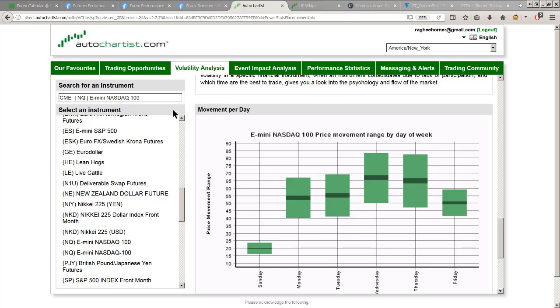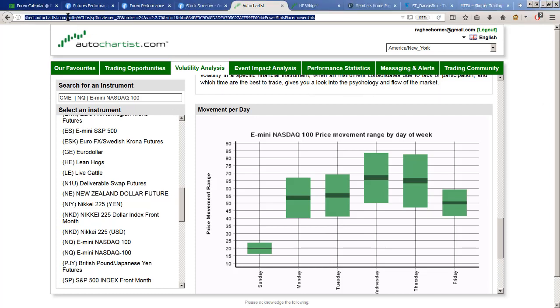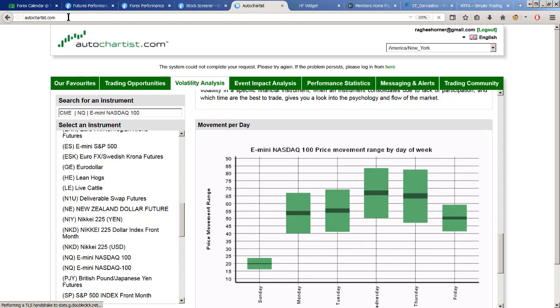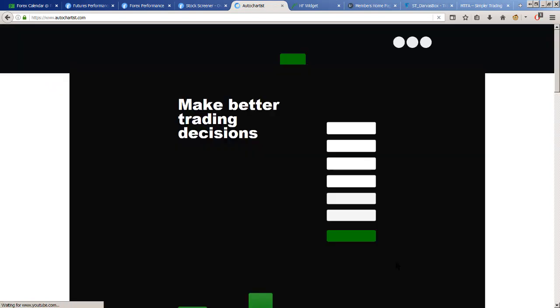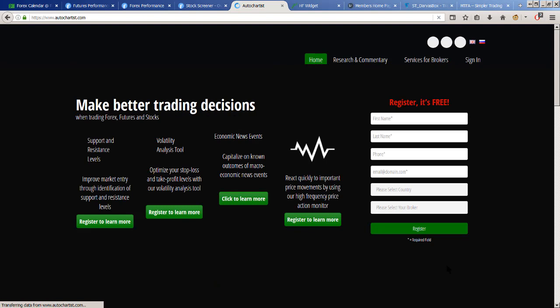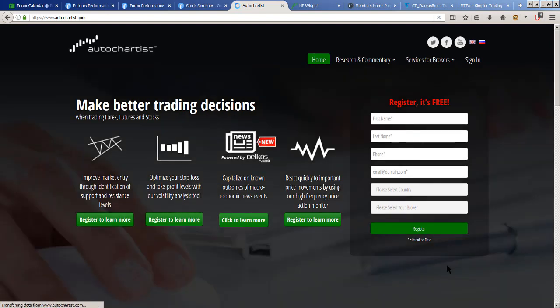So the tool is called Auto Chartist. Now you can get this through many brokers, or you can download a free version of it at autochartist.com. It gives you a live version of it for 2 weeks, and then it will actually revert to a delayed version, which is absolutely fine to use for what I'm going to show you here. But if your broker does offer it, support Auto Chartist.